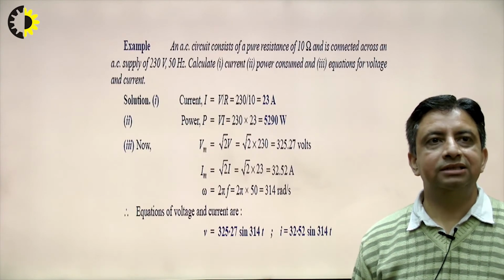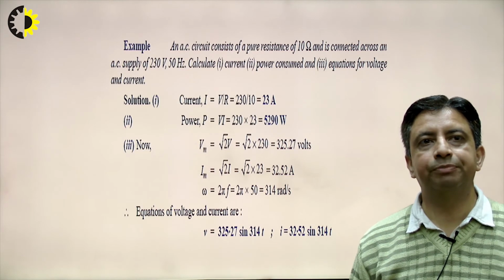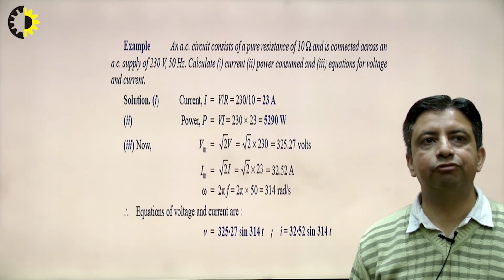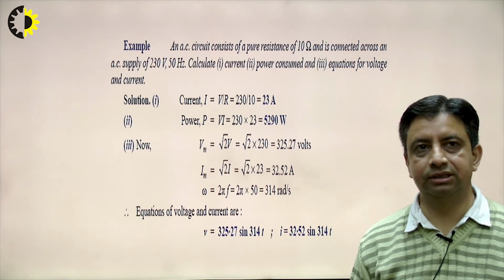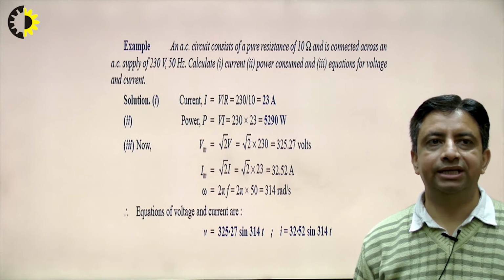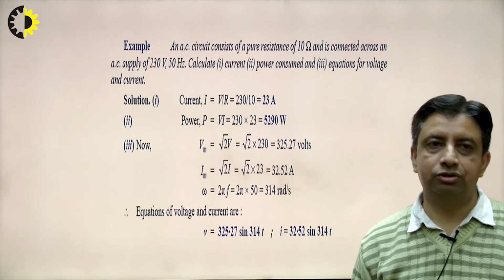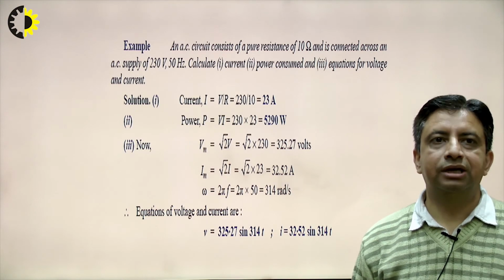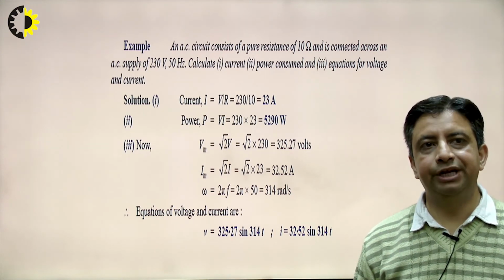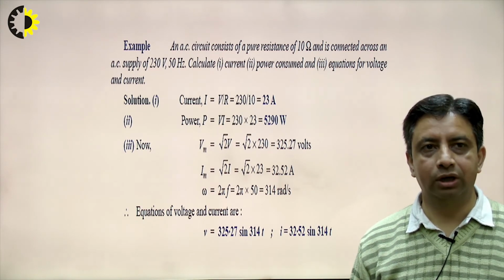Now, let us try to solve one numerical for this. An AC circuit consists of pure resistance of 10 ohm and is connected across AC supply of 230 volt 50 hertz. Calculate current, power consumed, equation for voltage and current. So, we know that I is equal to V by R in case of purely resistive circuit. So, it comes out to be equal to 23 ampere. Power is equal to V into I. So, it comes out to be equal to 5290 watt.